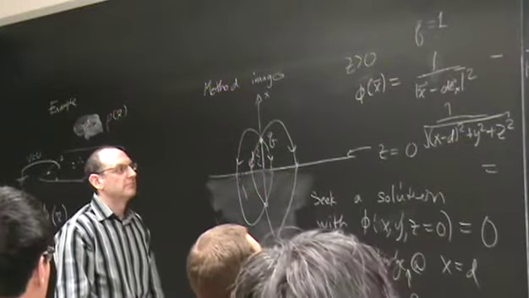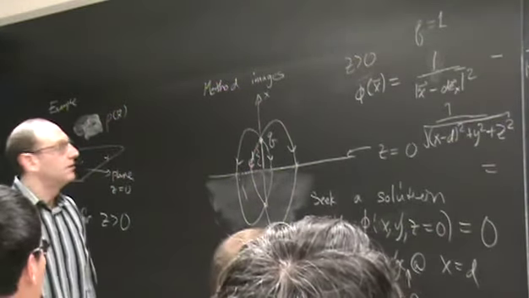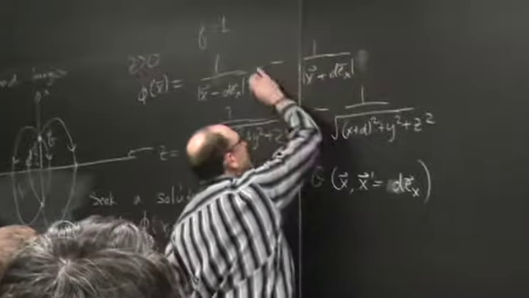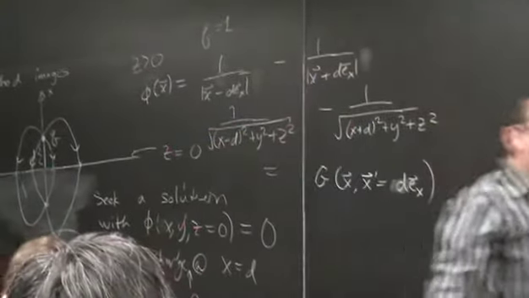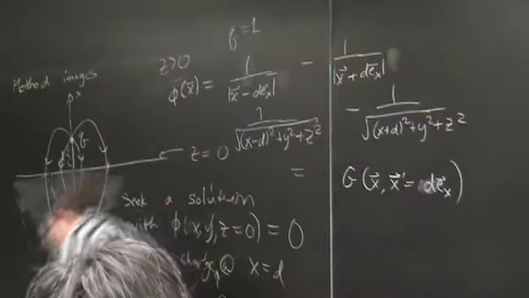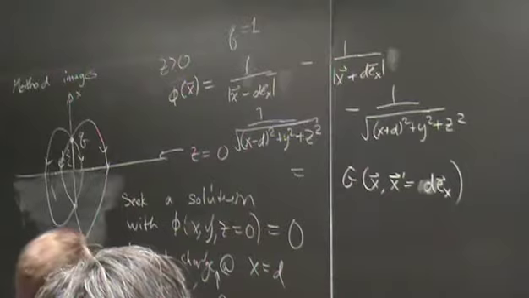What's the square? Sorry? That's potential, and what's the square? Because it should be there. Excuse me. Thanks. So, this is a case where you could just write down the Green's function.